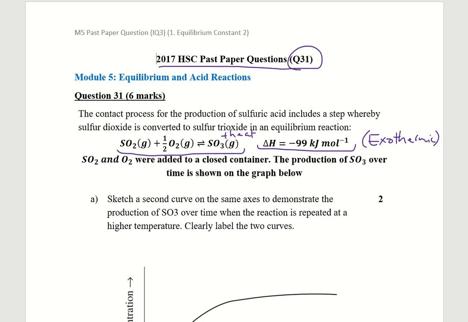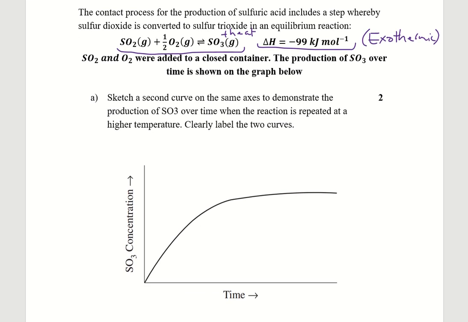Okay, let's go to the very first question. It says, sketch a second curve on the same axis to demonstrate the production of sulfur trioxide over time when the reaction is repeated at a higher temperature. Clearly label the two curves. Well, what we know is if we increase temperature, we also increase the rate of reaction. So what I should see on this curve is that it peaks up a lot faster than the original curve.